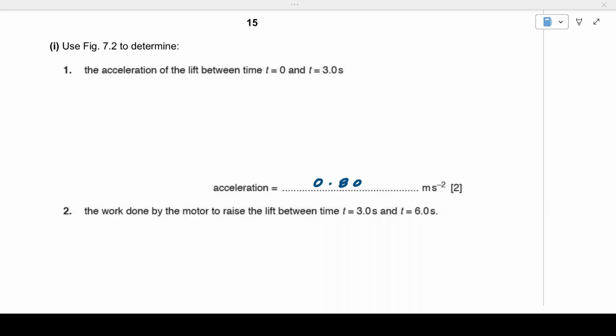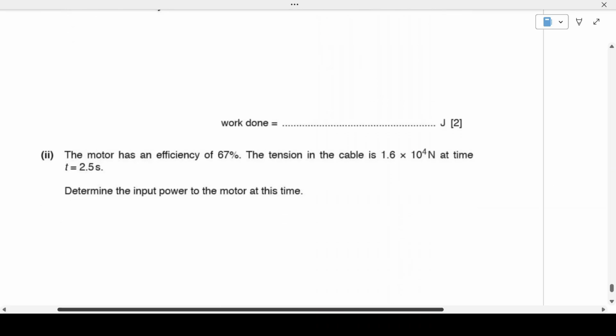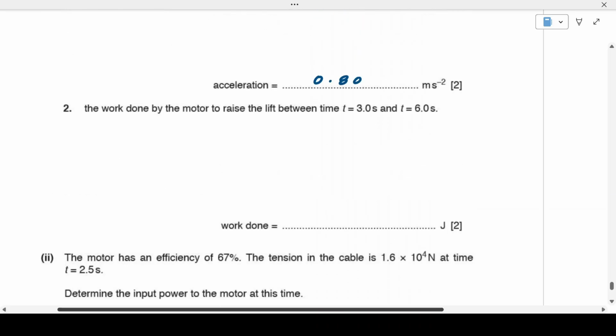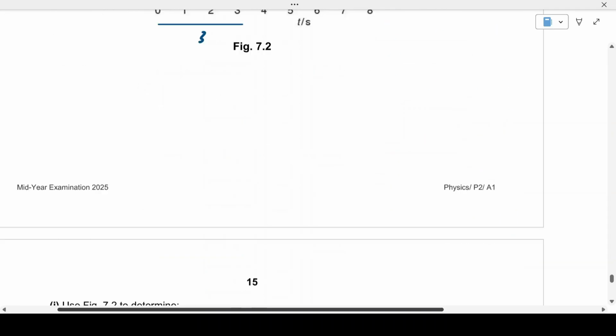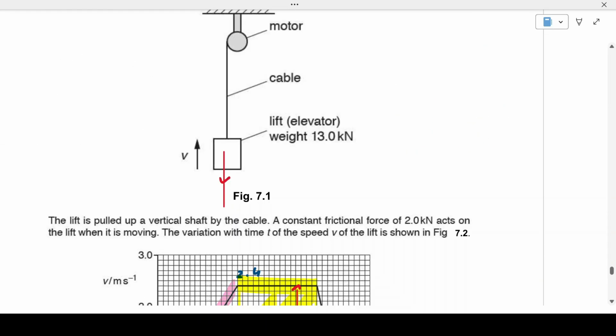All right, let's move on to the next one quickly. We have 5 minutes. The work done on the motor to raise a lift between, okay, work done needs to be found out. Work done between 3 and 6 seconds.